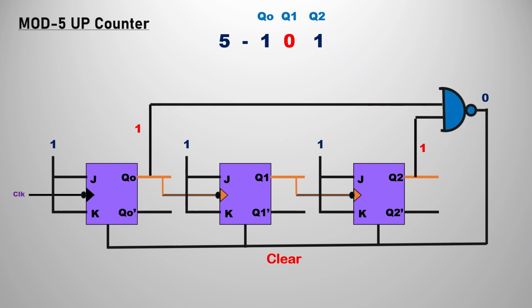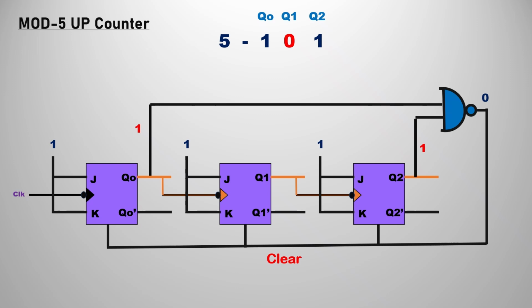Mod 5 up counter has another representation also, in which if you don't represent Q1 either, it doesn't make any difference because both circuits are the same. In this one we use a 2-input NAND gate and connect Q0 and Q2 to it. Whenever both inputs are 1, that is Q0 and Q2 are 1 1, the output of the NAND gate will be 0, and it will pass to the clear and the counter will be cleared. So basically it goes back to 0.